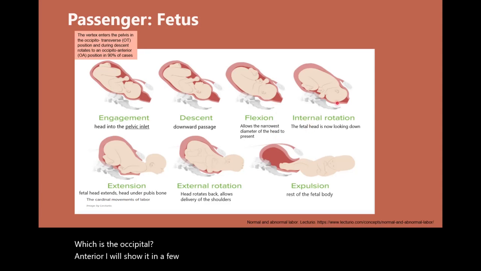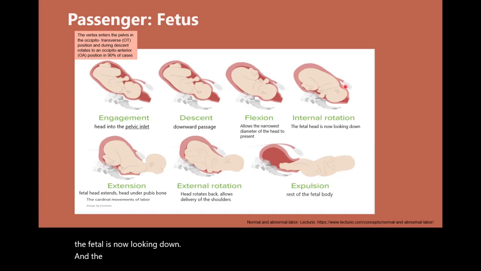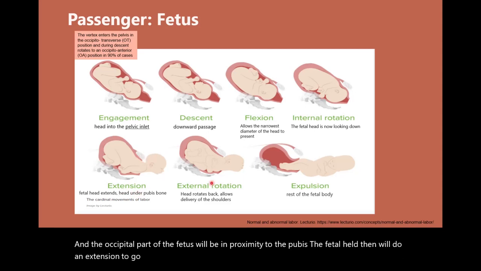And then it is followed by an internal rotation. The fetus is now looking down, and the occipital part of the fetus will be in proximity to the pubis. The fetal head then will do an extension to go under the pubis, and then an external rotation.